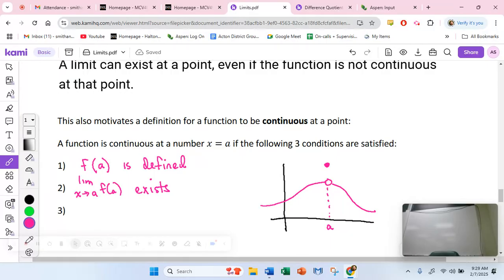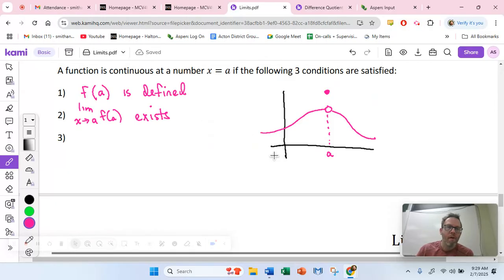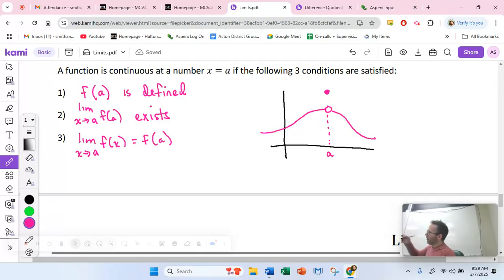But in this case, those two things don't line up. So the third condition for a function to be continuous is that the limit as x approaches a of f at x has to equal the value of the function. This happened in our examples with the polynomials. This is always true with continuous polynomial functions. It's not always true when you come up with funky functions like I drew there.